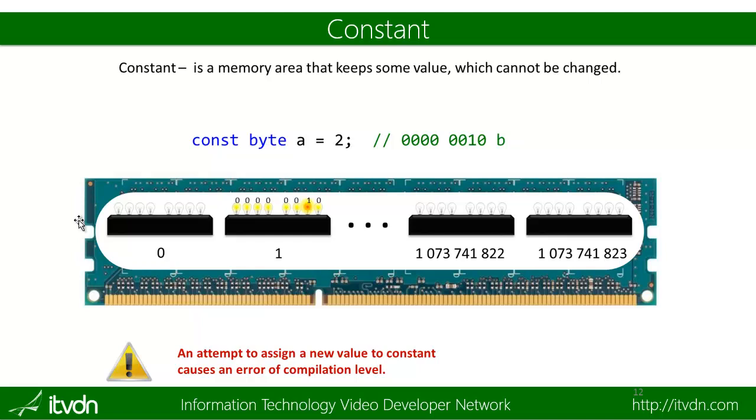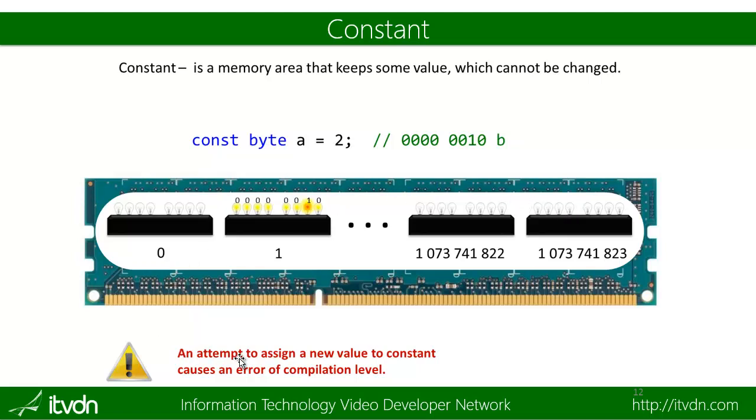Here we have constructed a variable. We created a constant byte typed variable named a and assigned a value of 2 to it. You do remember that this is 2 in the binary format. And the computer or compiler saves this value somewhere in one of these addresses.